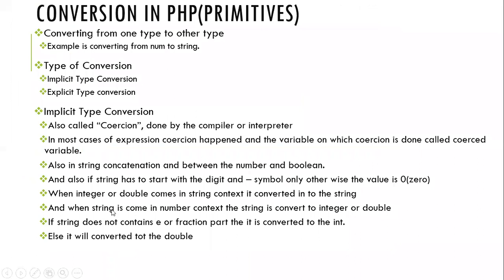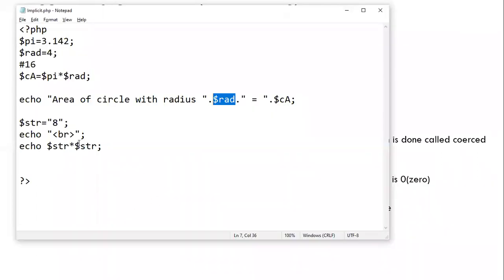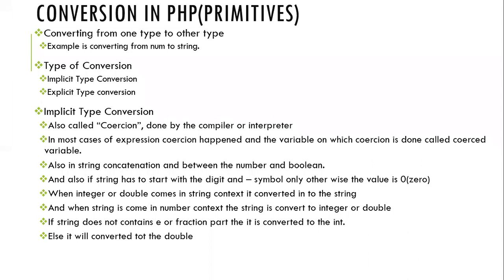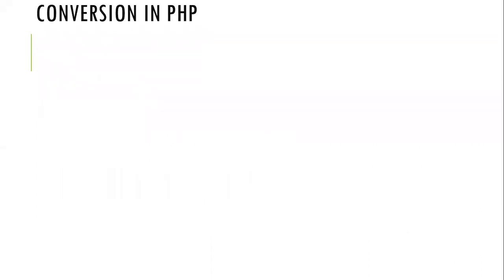If a string comes in a number context, then it will be converted into a double or integer. This also we have seen. This is in a number context. Why is it a number context? Because this is an arithmetic operator, and based on the value of the string, it will be converted into a double or integer. We have seen that also. If the string does not contain an e or a fraction, it is converted into an integer, else it will be converted into a double.